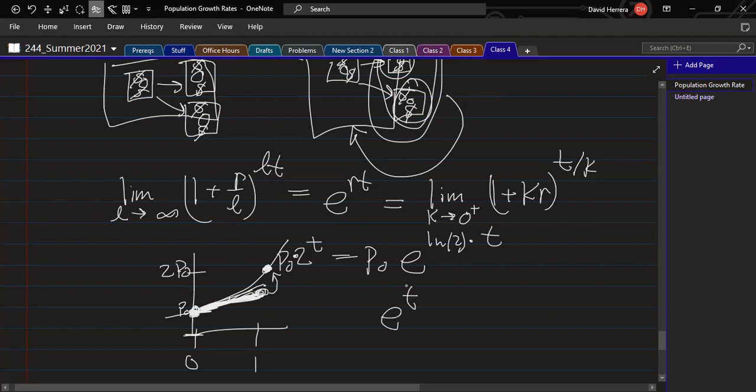E to the t is what happens when you have a constant rate of 1 each time. So instead of having, so this is what you would have with doubling.